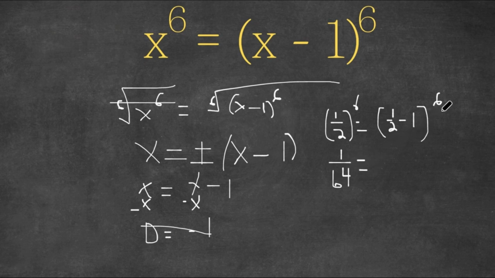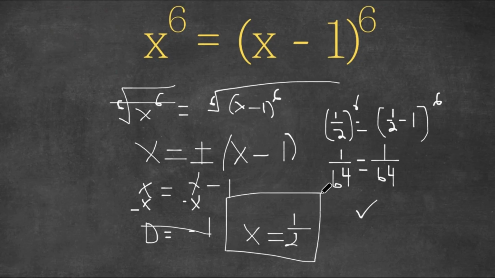And negative 1/2 to the power of 6, well, that's the same thing as 1/2 to the power of 6, because even if you raise a positive or negative number to a power, as long as our exponent is even, then our answer is always going to be positive. So negative 1/2 to the power of 6 is also 1/64. So this is right, meaning x does equal 1/2. So this is our answer to this equation.